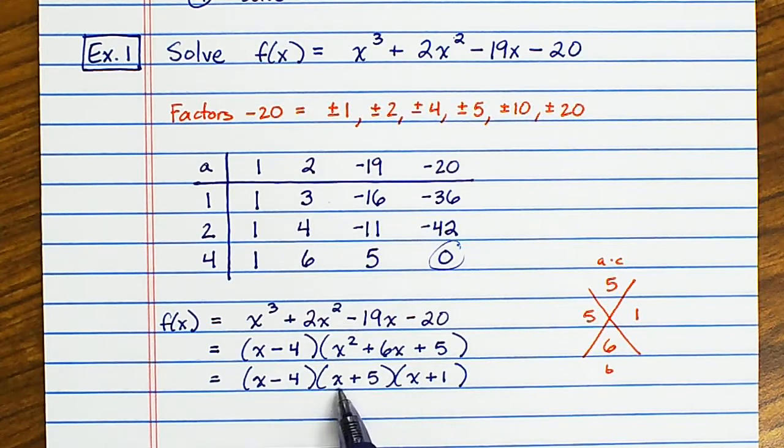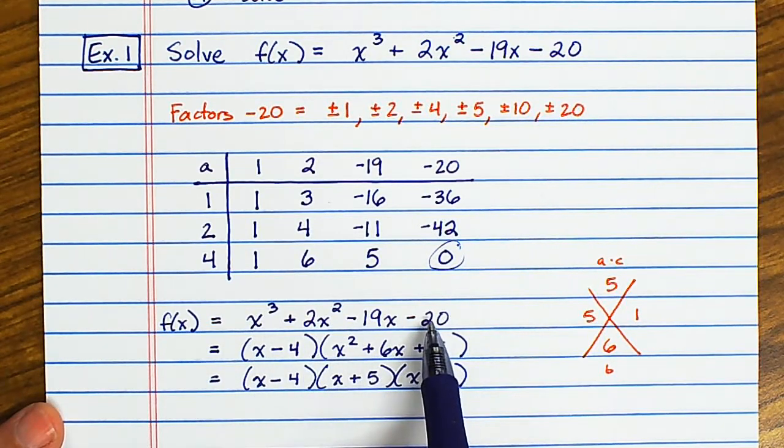This is a linear, this is a linear, this is a linear. If you remember in 8.1, we said linears mean stop. So this is as far as we can go. This right here is exactly the same as this right here. It's just factored.